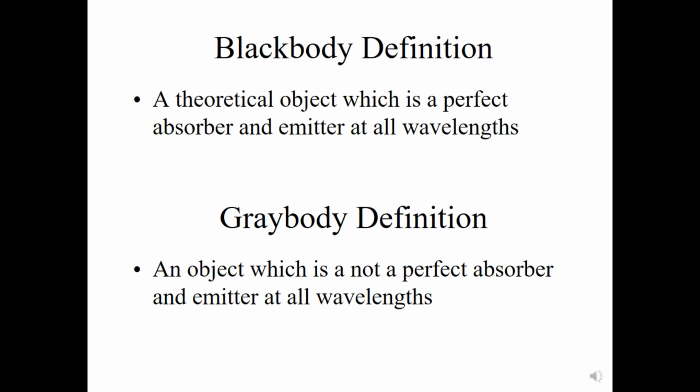We next have to define black bodies and gray bodies. A black body is a theoretical object which is a perfect absorber and a perfect emitter at all wavelengths. Now there is no such object known to exist in the universe, but it's a nice approximation for the perfect absorber and perfect emitter, and we'll be using that theoretical construct quite a bit in this course. But in the real world we have to deal with what we call gray bodies, which is everything else. A gray body is defined as an object which is not a perfect absorber and a perfect emitter at all wavelengths.